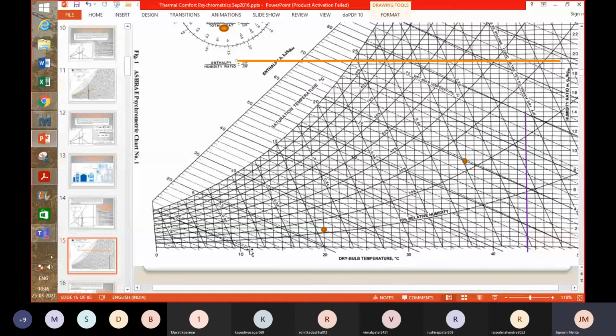So where is 13 degrees Celsius? If you read it on this chart, this is 13 and it intersects the saturation line. So you want to have this much dew point. You want to have this 13. 11, 12 and 13. You want to have this much dew point, right?